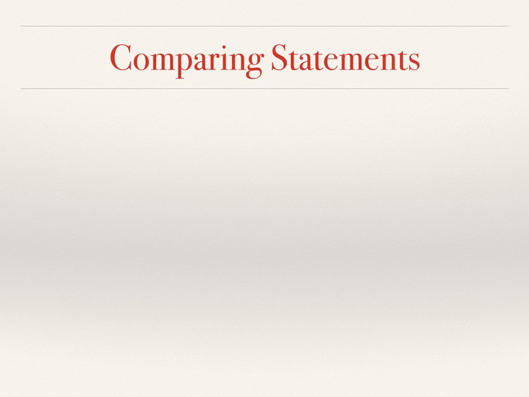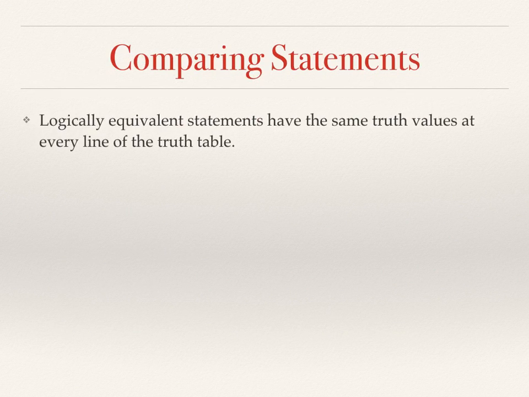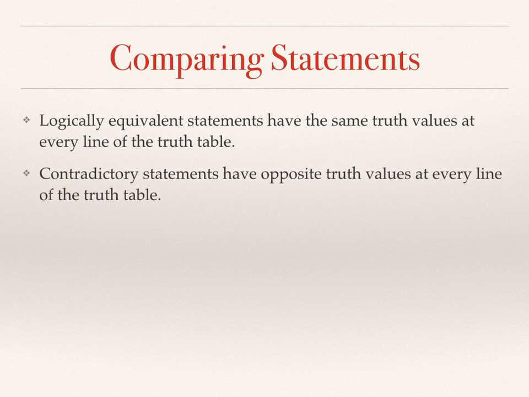Now we can also go on and compare statements, okay? So logically equivalent statements have the same truth values at every line of the table. So like the second line is true in one, and it's also true in the other, and all the other lines are false. If it's the same, then it's logically equivalent. Contradictory statements have the opposite truth value at every line of the truth table. So where one statement has it as true, the other one has it as false. If at every line of the truth table we have that, the statements are contradictory.